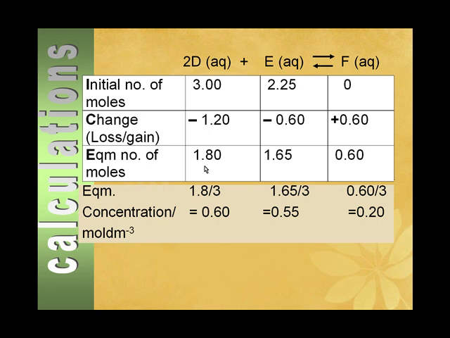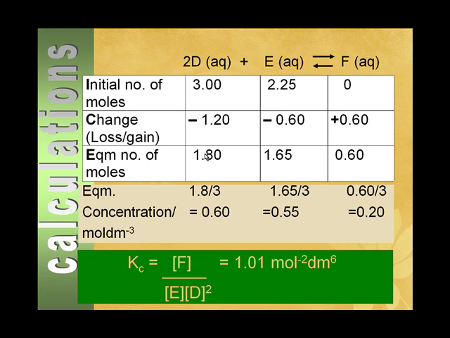Not to forget, in the calculation of Kc, we are not considering the number of moles, but we are considering concentration. So the entire reaction vessel is a 3 dm cube vessel. So we need to divide the number of moles by 3 to get the equilibrium concentration in terms of mole per dm cube. Now that you have the equilibrium concentration for the reactants and the products, it will be easy for us to calculate the Kc value.